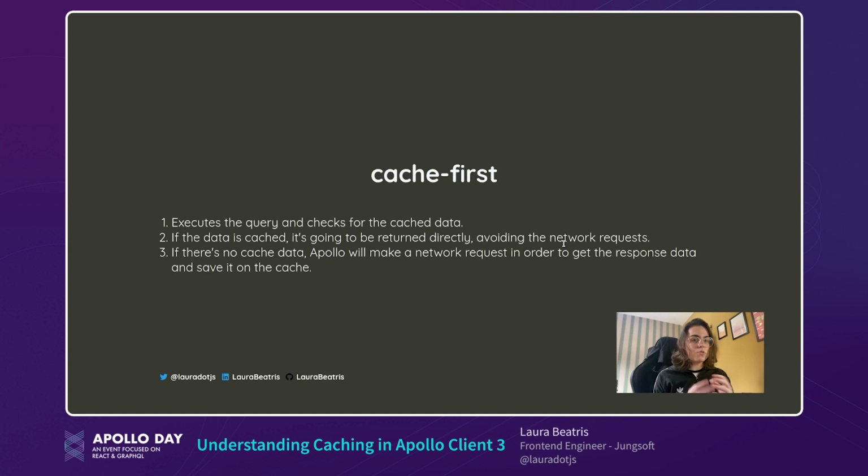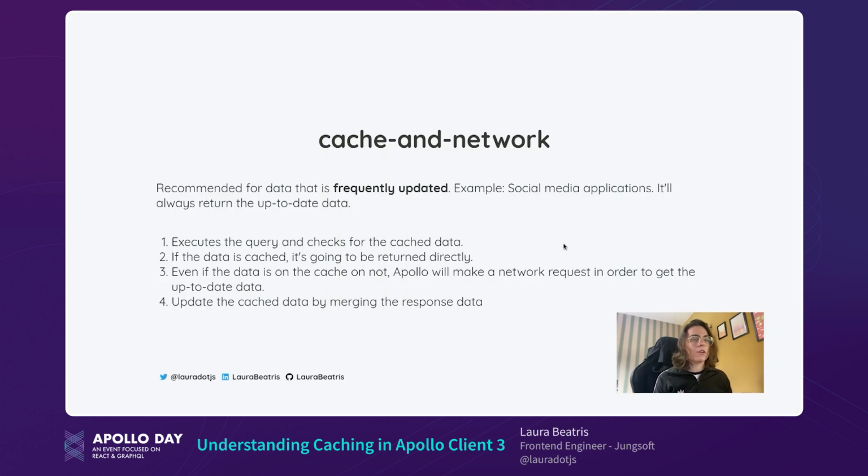So the user at the first time will probably see a loading spinner, but after the response data comes, the data will be normalized and saved on the cache. So at the first time that the user opens the page and executes the request, the data will come right away from the cache. We also have another cache policy called cache and network.